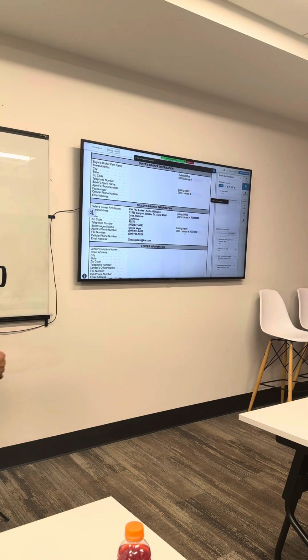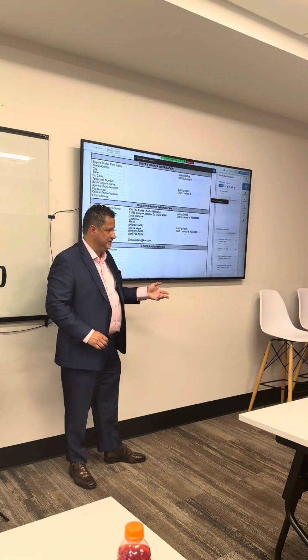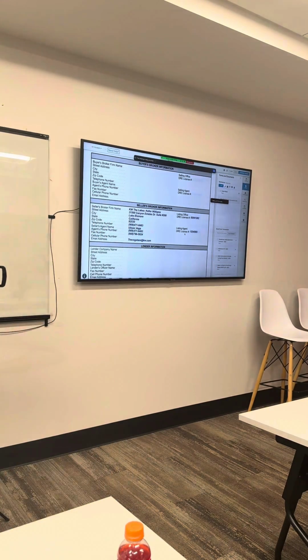On the forms, the first one is the office. The office has to have a broker license. And then the listing agent. Let's make sure that we have that so that we are in compliance.